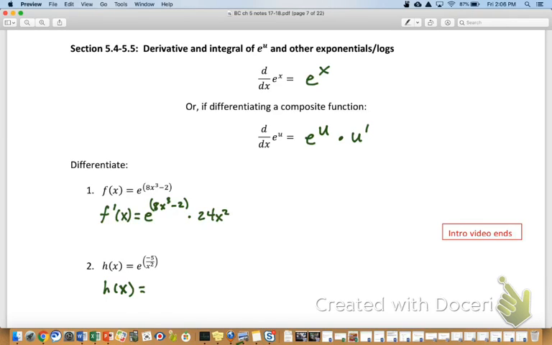Did you guys all do a quick rewrite on 2? Yeah. So how did you decide to rewrite 2 to make it easier? Negative 5x to the negative 2. There we go. Okay, so I think you really want to do that, right?